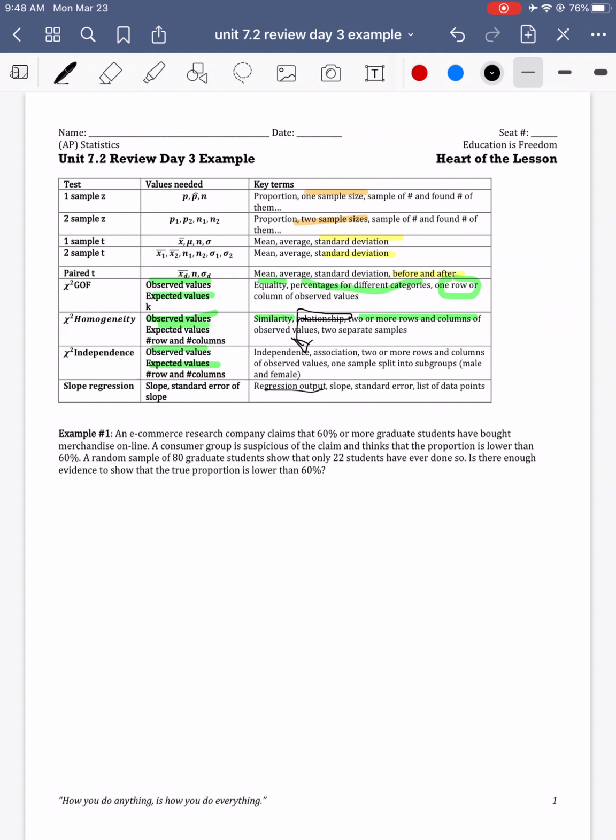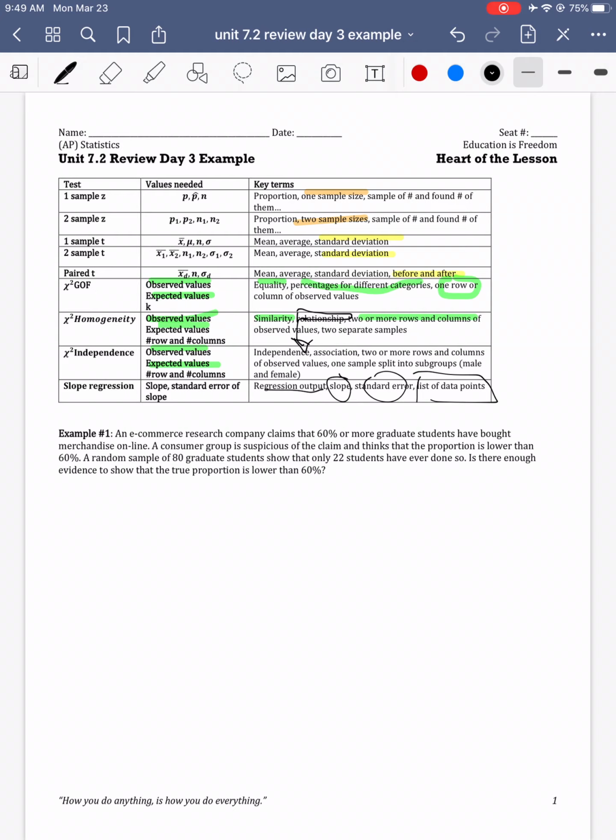And then lastly, for the slope regression, the one that we talked about yesterday, is there an output table given to you in terms of slope and regression? Do we have a slope? Do we have the standard error? Or maybe sometimes they'll give you a list of data points. This is something that we haven't dealt with necessarily, but if they were to give you an X and Y table, then you could put that in your calculator and run the two variable summary and get your slope and standard error.